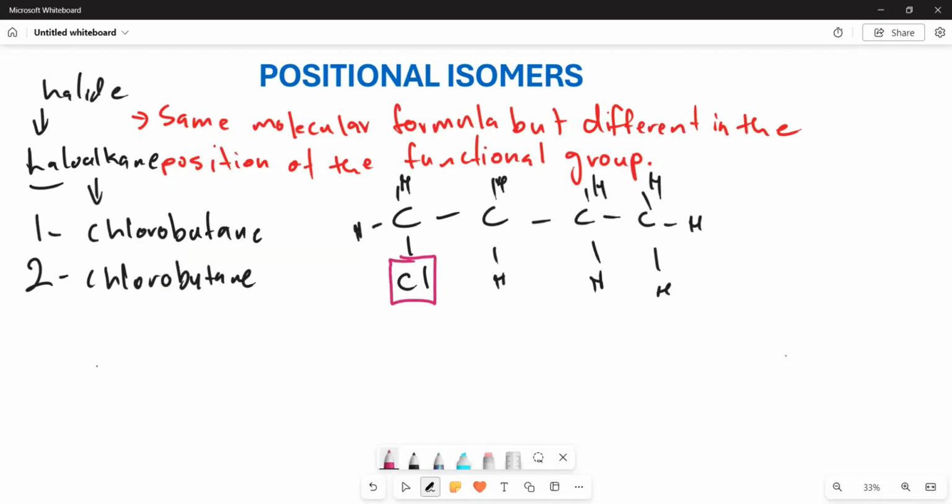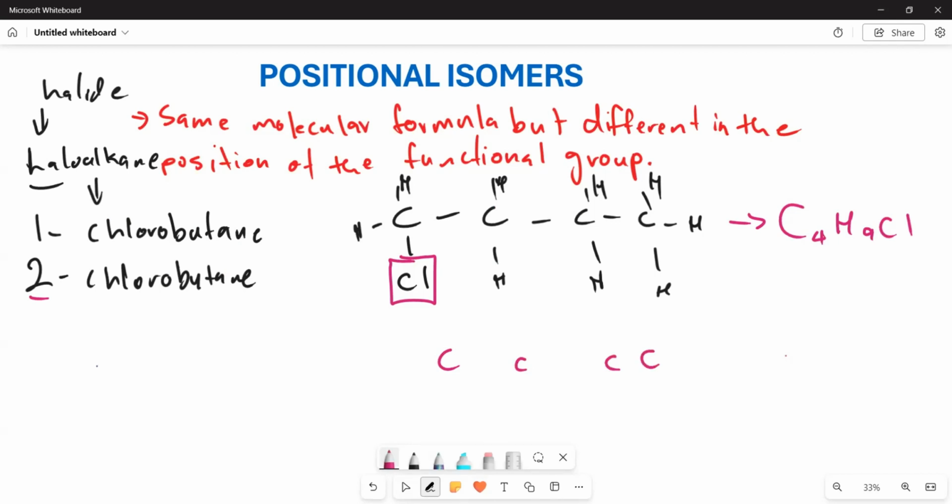But now, if let's say we write your molecular formula, the molecular formula here is going to be C4H9Cl. So basically, this is going to be like that. Now, if let's say we write for the second one now. What is going to be the second one? The second one is going to be CC, right?